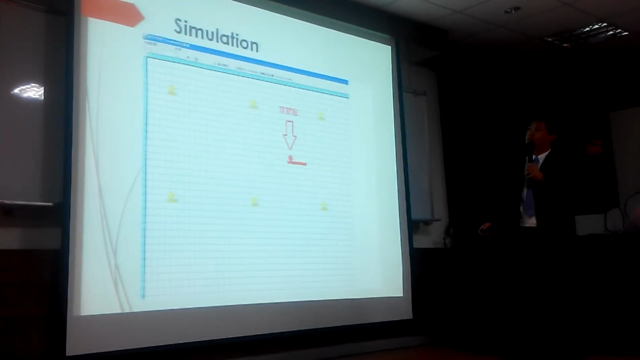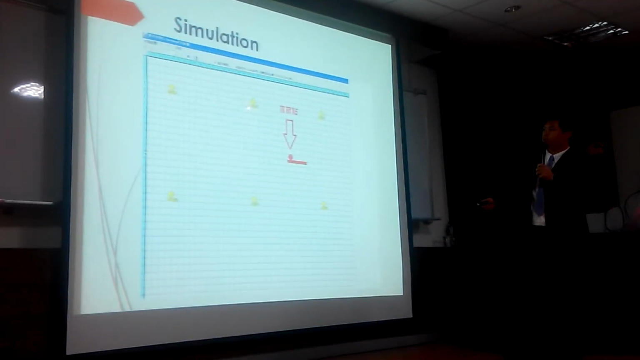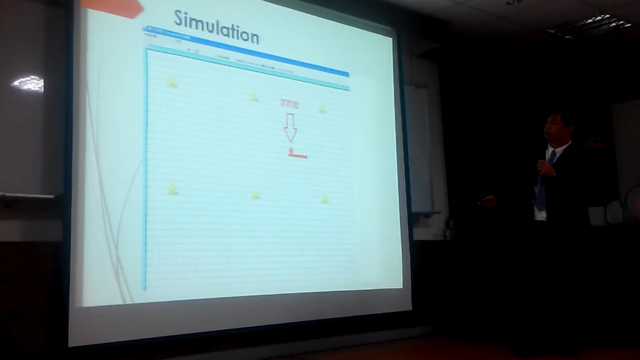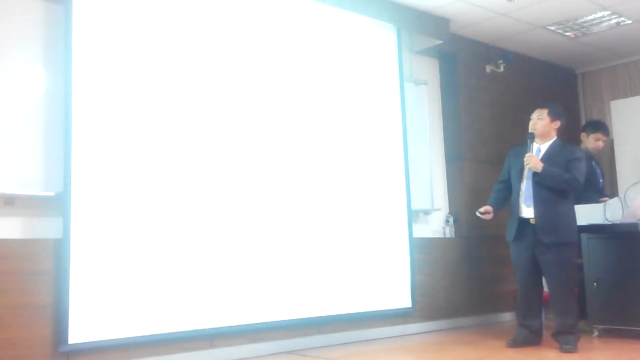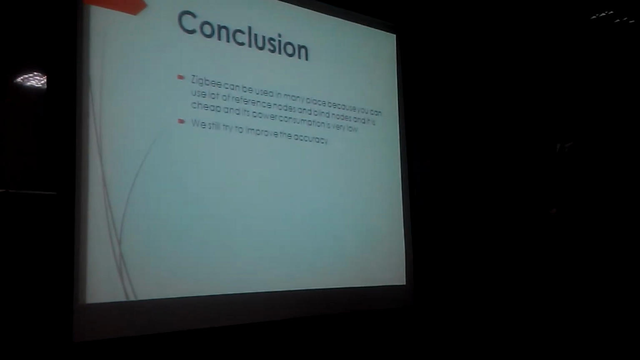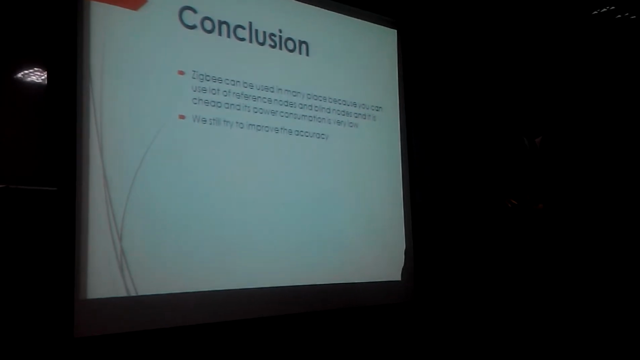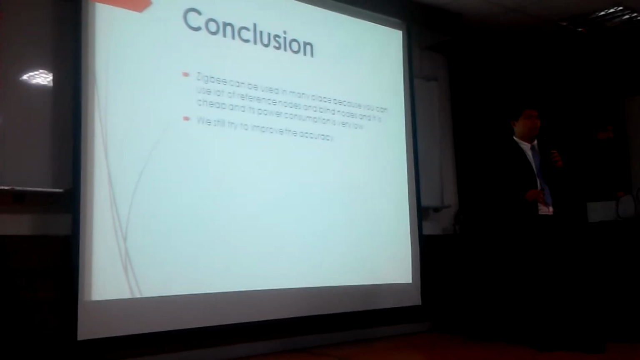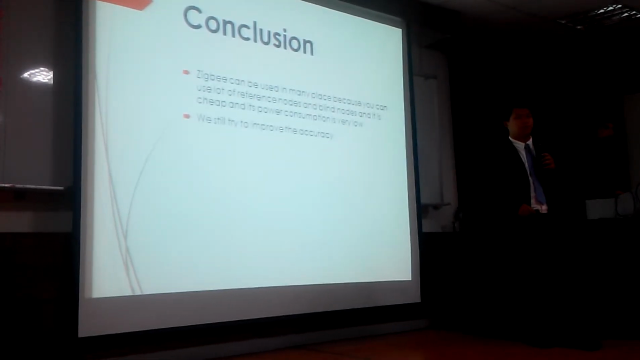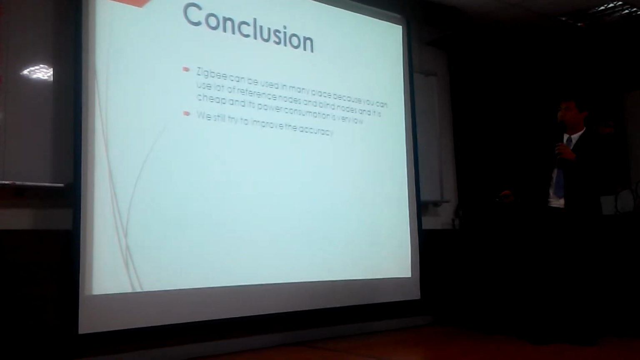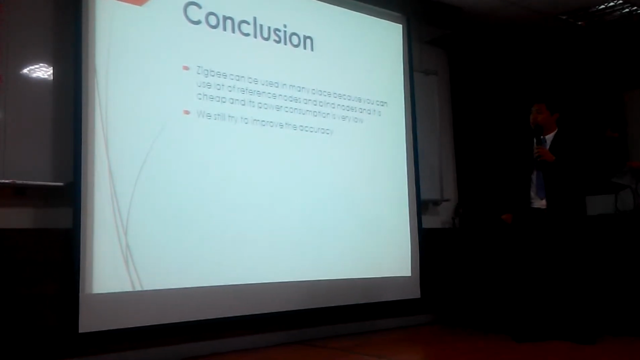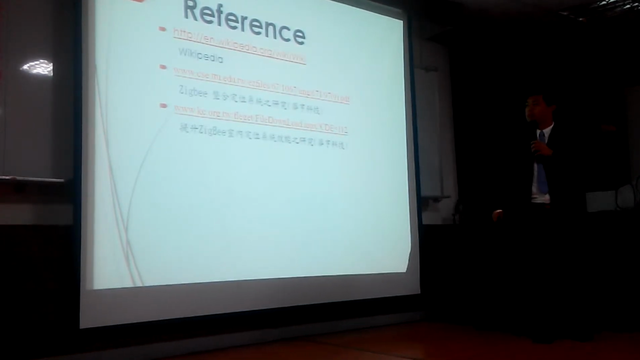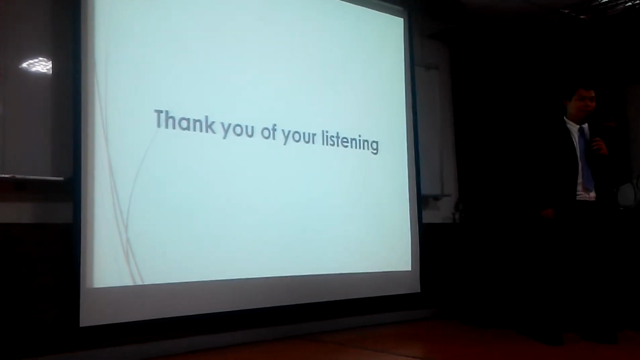This is our simulation. This yellow is the reference node, and this is the blind node. Zigbee can be used in many places because it's cheap, and you can put as many reference nodes as you want. And we still try to improve the security. And this is the reference. Thank you for listening.